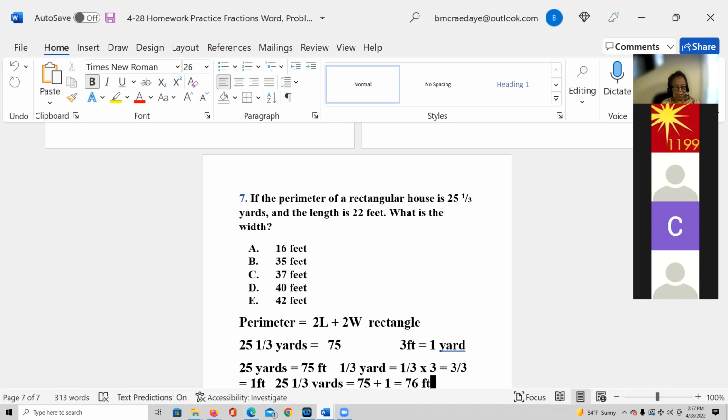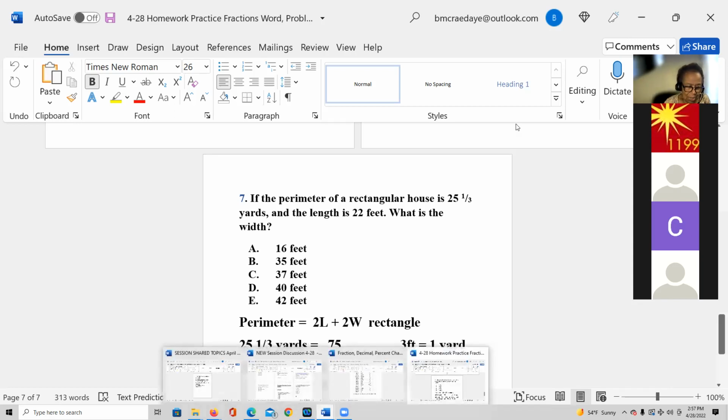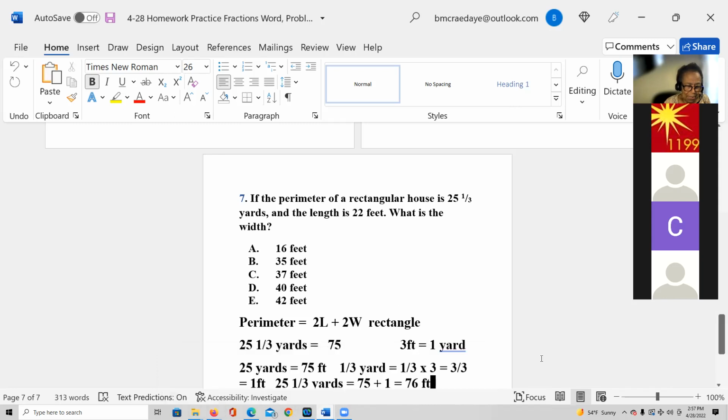So all we need to do was just say 3 times 1/3 is equal to 3/3. Remember, numerator times numerator, 3 times 1 is 3, and denominator 3 times 1 is 3. So 3/3 is just the whole number 1. So if 25 yards is 75 feet, and 1/3 of a yard is 1 foot, then the mixed number 25 and 1/3 is equal to 76 feet.